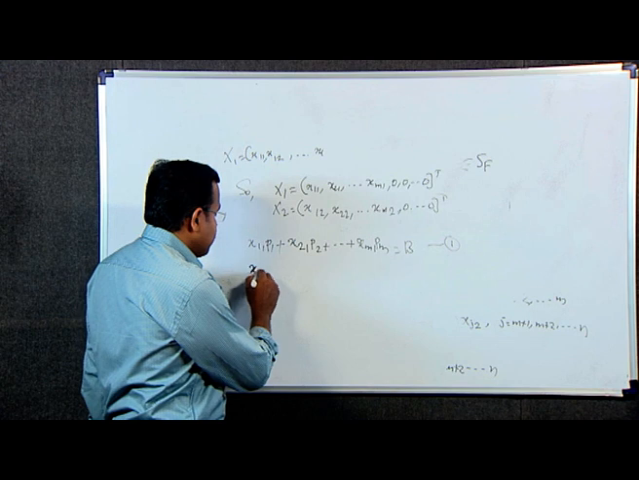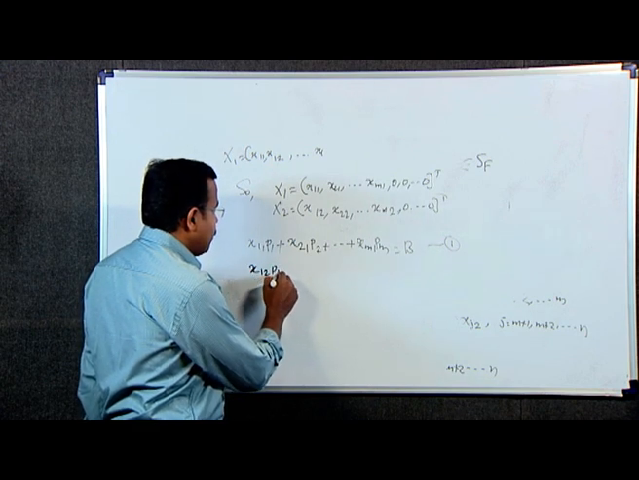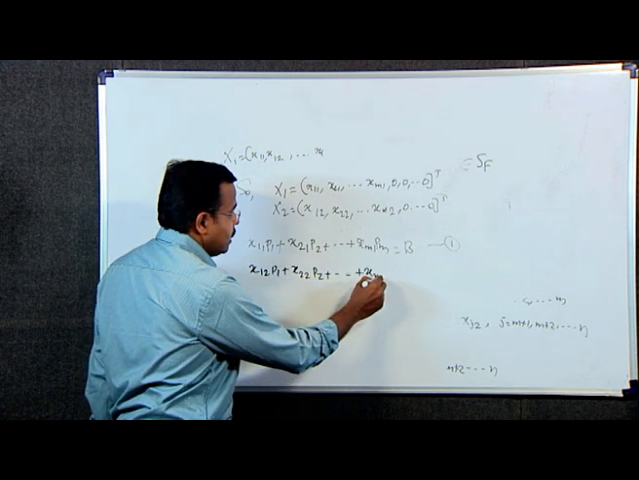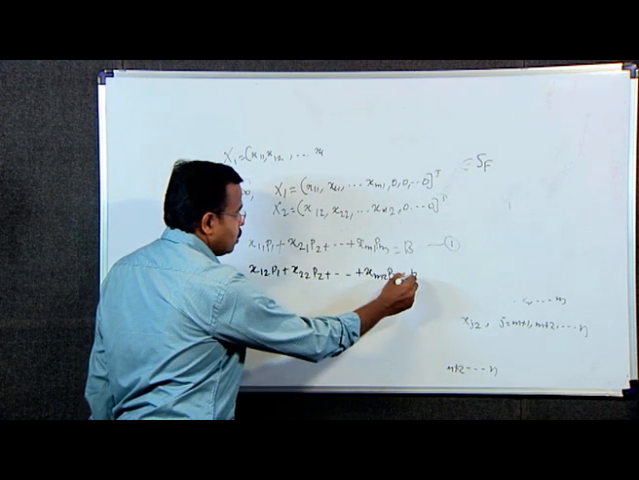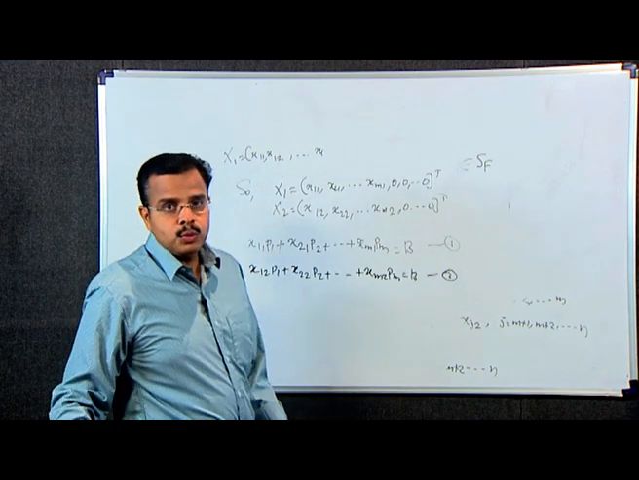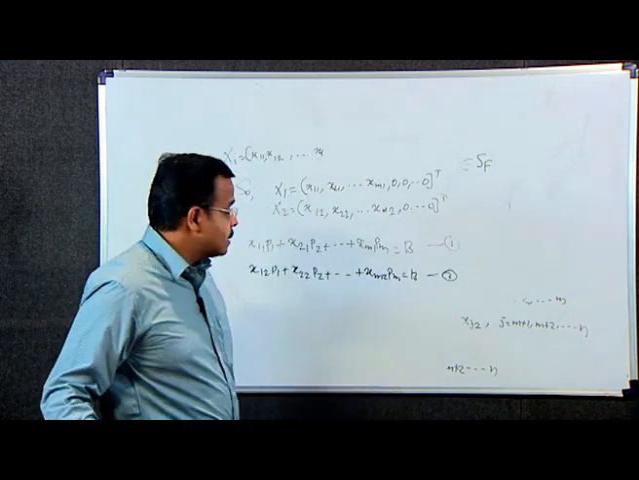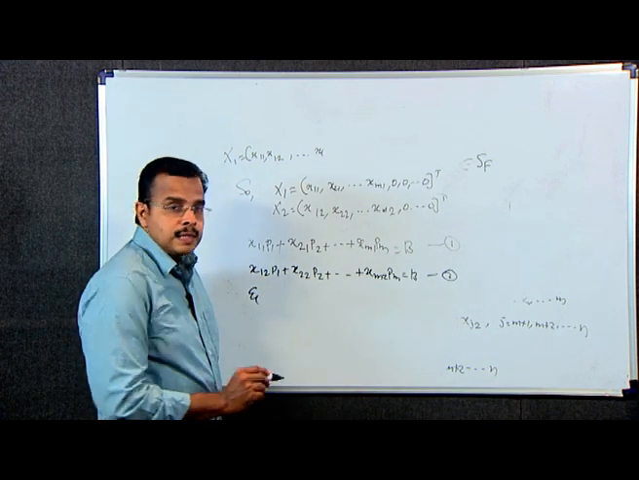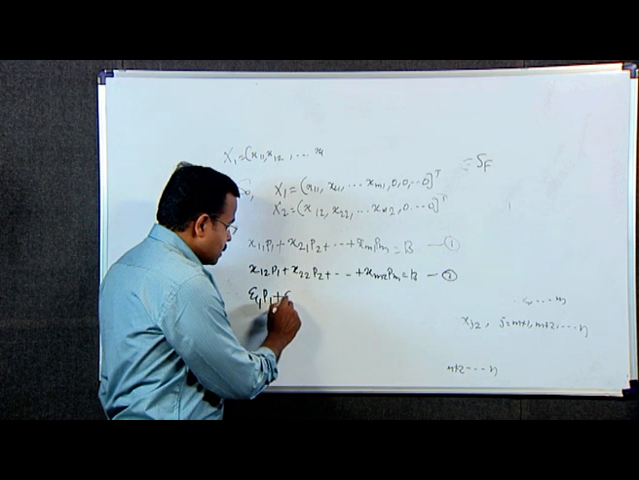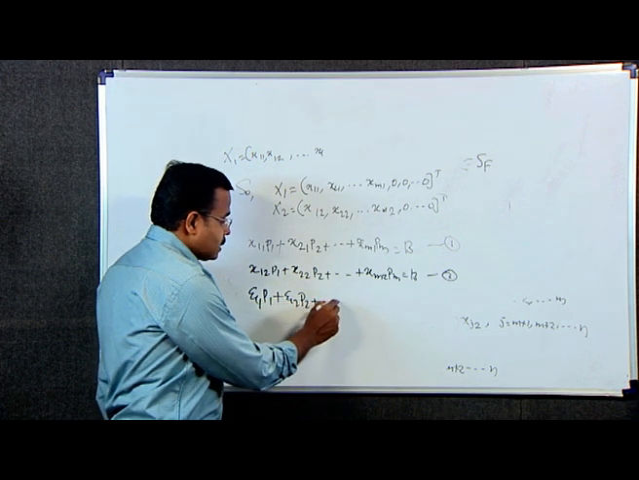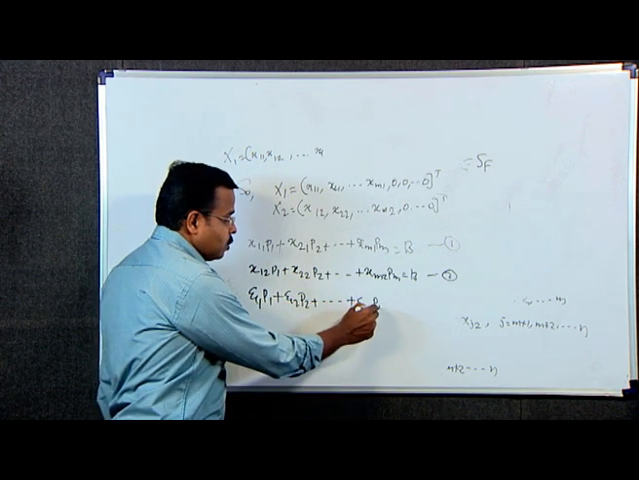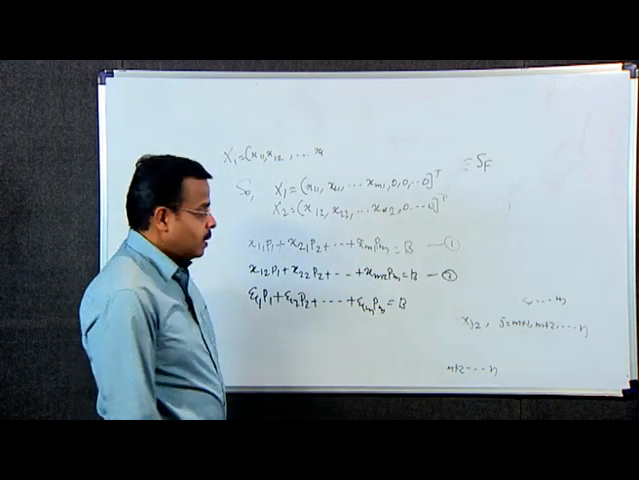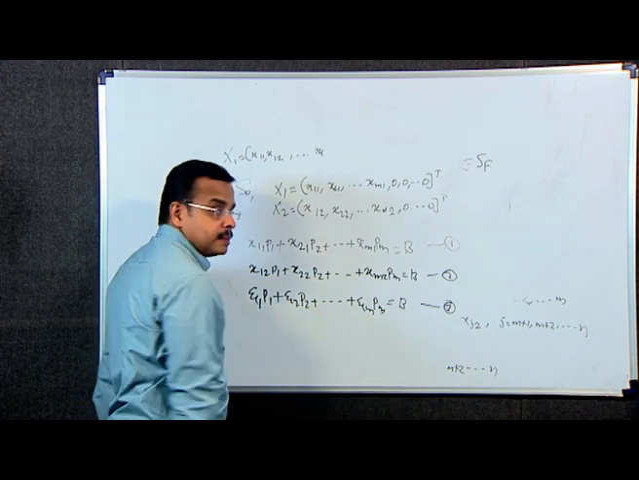And x1 to P1 plus x2 to P2 etc. plus xm to Pm also equal to b, be number 2. Since x psi belongs to SF, we have psi 1 into P1 plus psi 2 into P2 etc. plus psi m into Pm also equal to b. Let it be equation number 3.